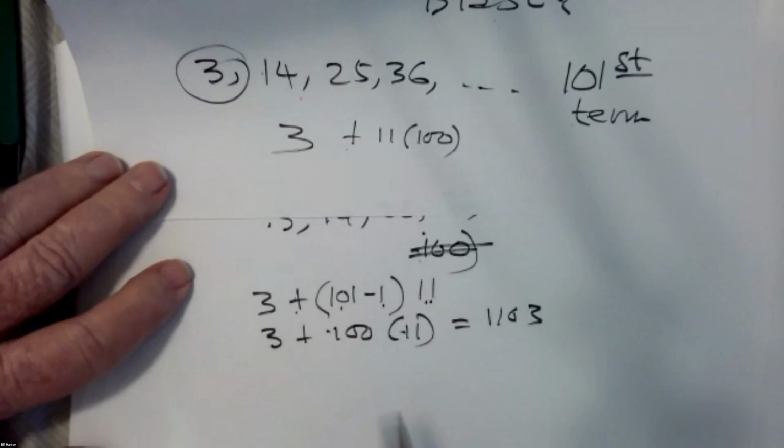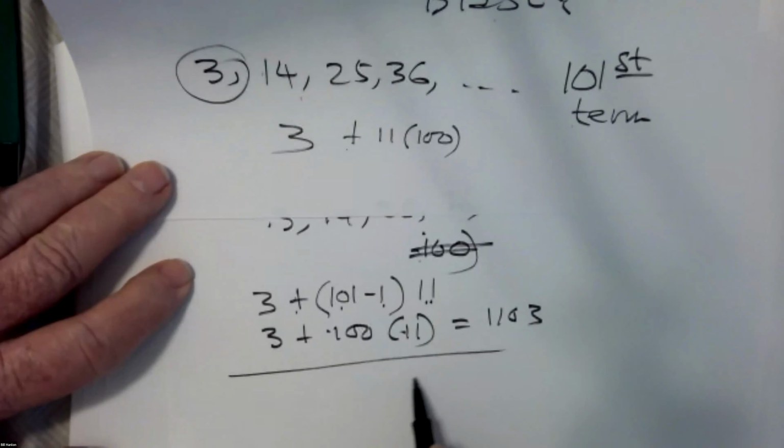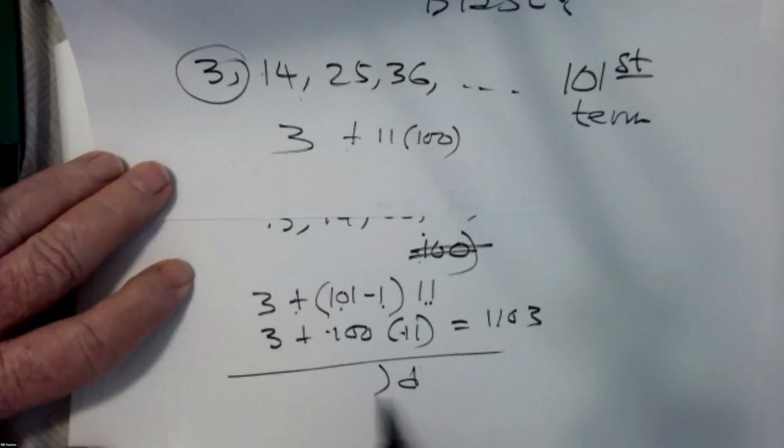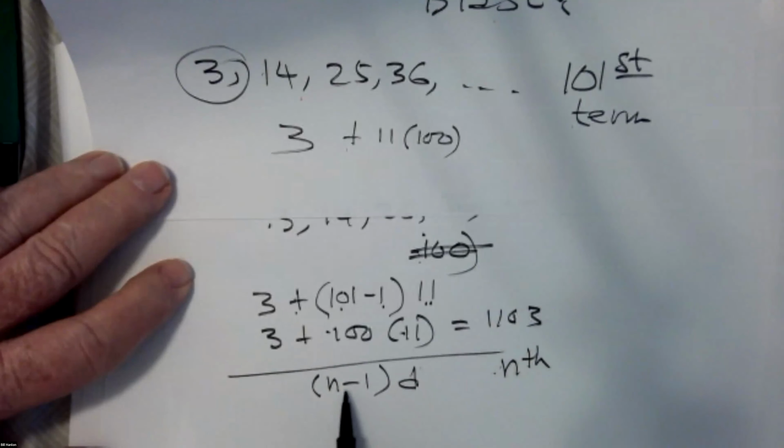If I ask you for the nth term, I generalize that. So what I'm going to do is take whatever my common difference is, and multiply that by one less term. So if I'm looking for the nth term, I'm going to multiply by n minus 1. So if I'm looking for the 21st term, I'm going to multiply the common difference by 21 minus 1. And what am I going to add that to?